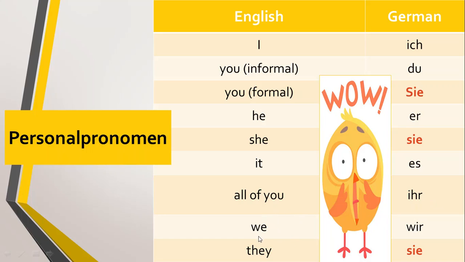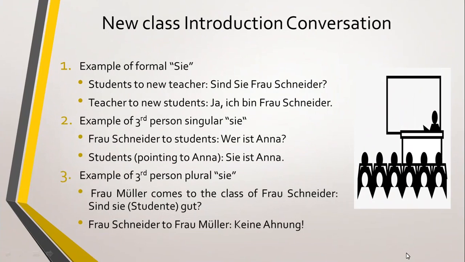Then we have "we", which is "wir", and we have "they", which is again "sie" in German, written with a small s. So, as you can see from this table, there are three "sie"s. So, how do we know which "sie" we are referring to? Isn't that confusing? Well, let me now show you with examples from a new class introduction.